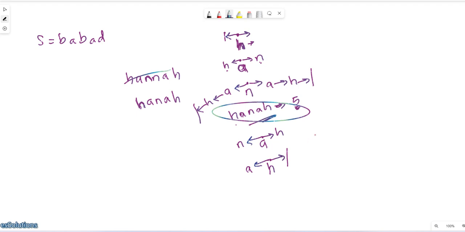Now, this is correct. But let's take, for example, we have a scenario like HANNAH. And let's try this approach and see. So if I start from H, just similar to when we start from H, going backward and going forward, this is out of bounds. We go to A, going forward and backwards. Going backwards, we have H, going forward, we have N. So this is not palindromic.